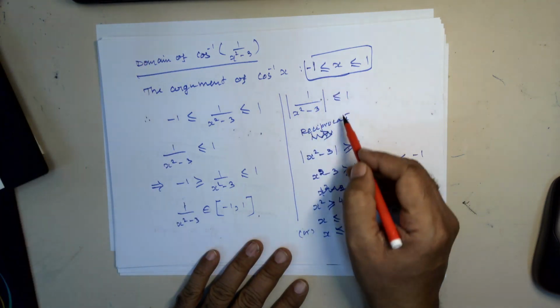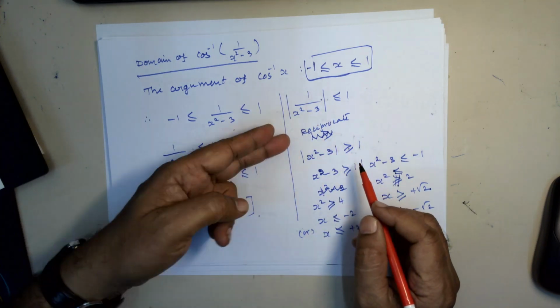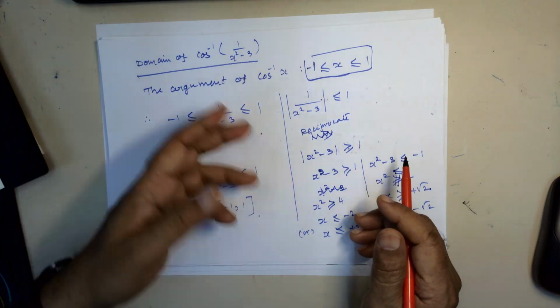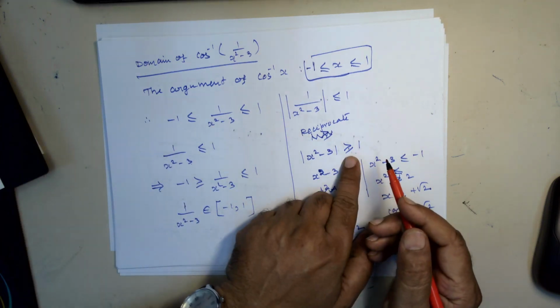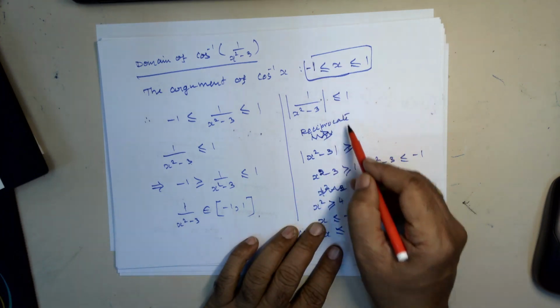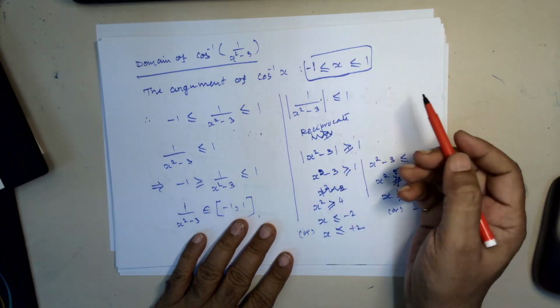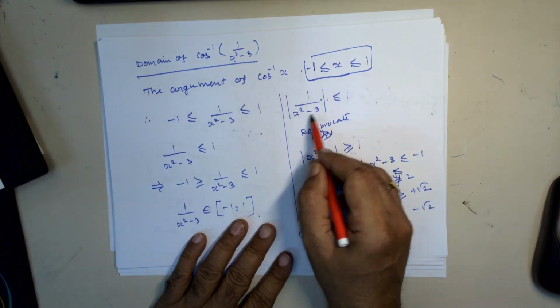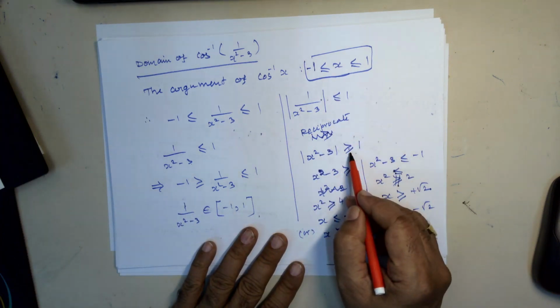You can comfortably reciprocate it. So reciprocating on both sides, you get x squared minus 3. When an inequality involves multiplication, division or inversion, the inequality symbol should be changed. That is the rule of inequality, so that is why I have changed this. When it is reciprocated, it becomes 1 by 1 equal to 1, and 1 by x squared minus 3 becomes x squared minus 3 divided by 1. But I have changed this.